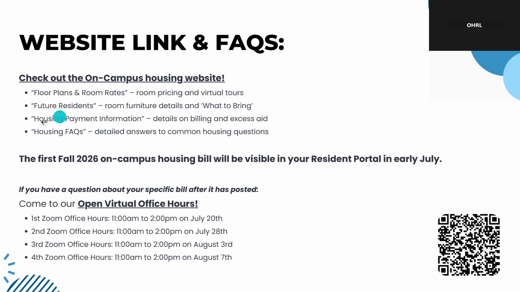Now, again, I think I mentioned the housing payment information page. That's going to look real familiar after this webinar. That's going to have a lot of the details on the billing process and again, what that excess aid process looks like. We're also going to be sending a lot more informative emails about this after bills go on accounts as the excess aid process starts up, because we want everybody to stay as informed as possible. But if you'd like to do that, not in our emails, that information, of course, lives on our website.